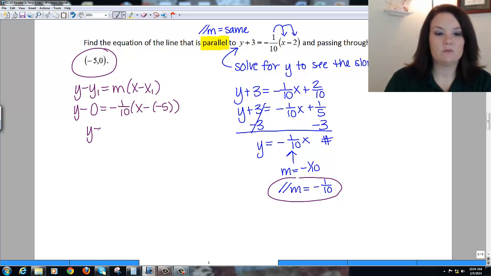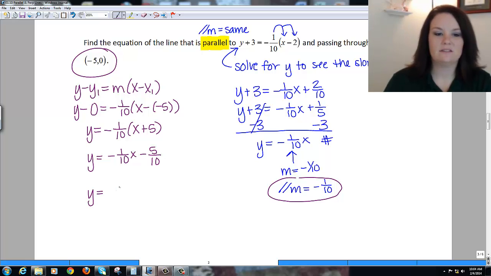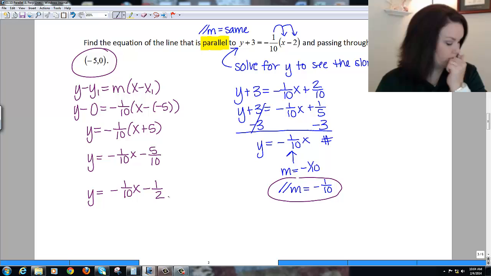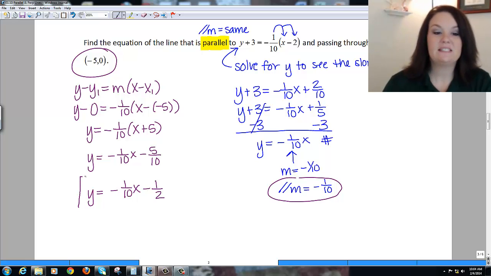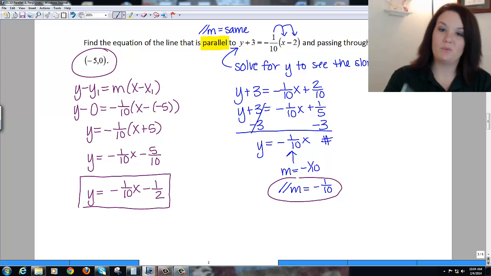Y minus 0 is just y. Negative 1/10 times x. Let me go ahead and simplify the double negatives. X plus 5. And then I'll go ahead and distribute that negative 1/10. So negative 1/10 times x is negative 1/10 x. Negative 1/10 times 5 is negative 5/10. And then I'm going to reduce that. So I have y is equal to negative 1/10 x minus 1/2. So this is the equation of the line that is parallel to the line that they gave us and that goes through the point that they gave us.